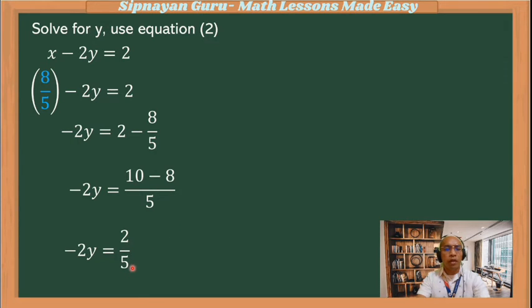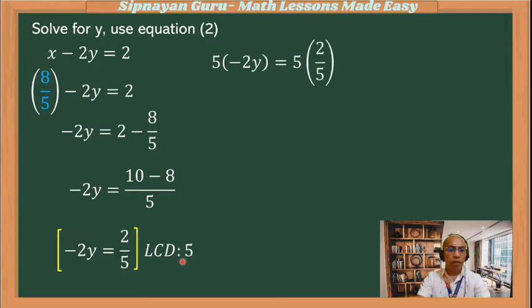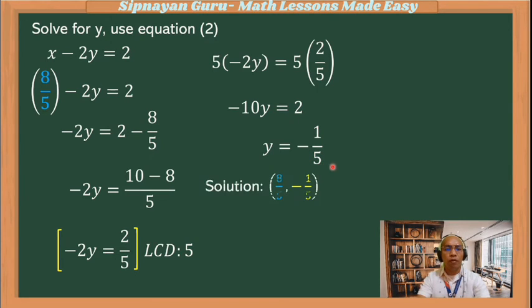Simplify: 2 over 5. To get rid of the fraction, multiply the whole equation by the LCD. The LCD is 5, so multiply each term by 5. So 5 times negative 2y is equal to 5 times 2 over 5. 5 times negative 2y is negative 10y. Cancel out 5, and this would be 2. Divide both sides by negative 10. This would be negative 2 over 10, or negative 1 over 5. Therefore, the solution is 8 over 5 and negative 1 over 5. As you can see, both methods give us the same solution.